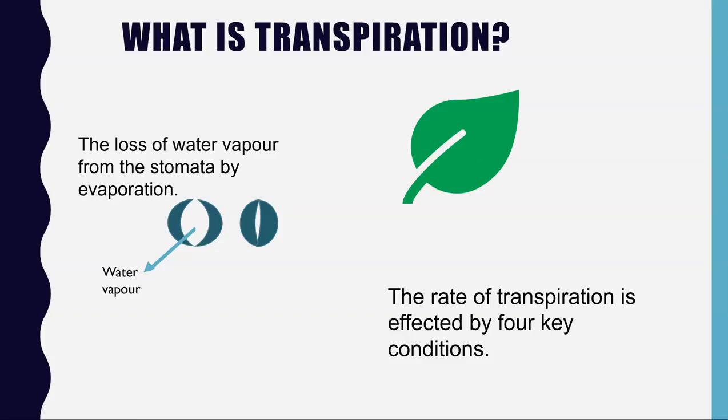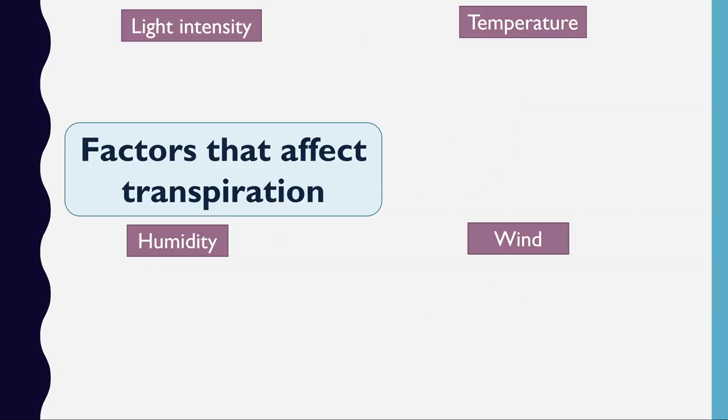So next then is looking at the four key conditions which affect the rate. The four are light intensity, temperature, humidity and wind. So pause the video at this stage to see if you can describe the effect that each of those conditions would have on the rate of transpiration, but also explain why they have that effect.